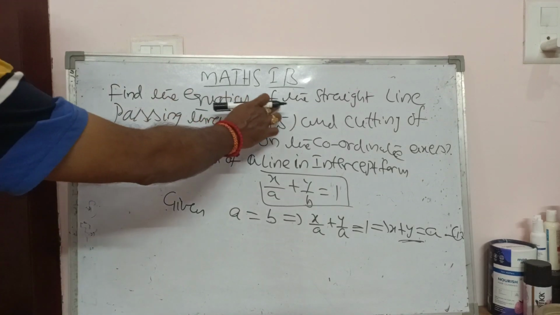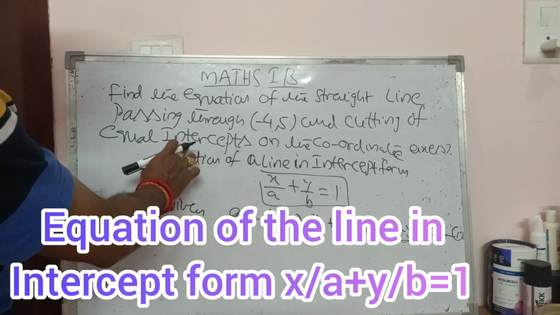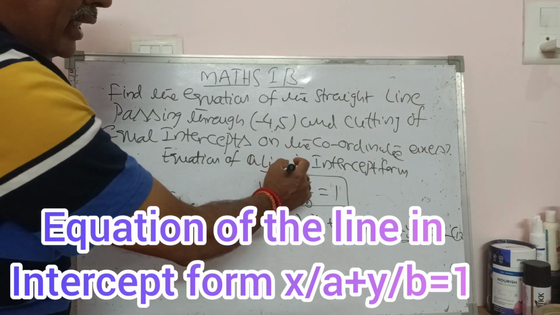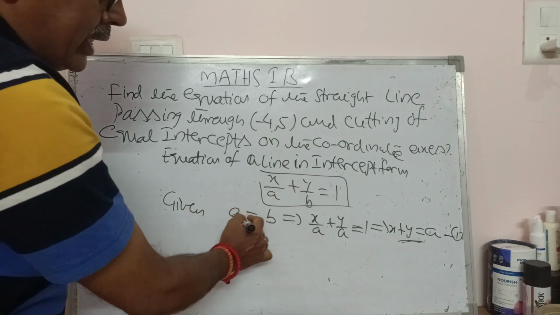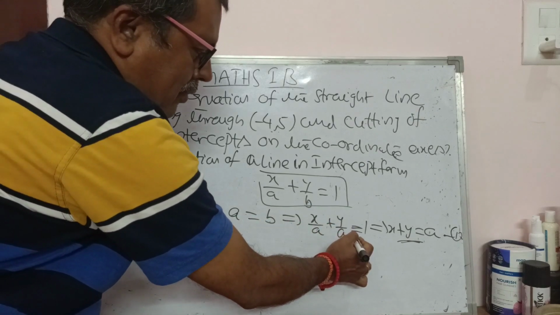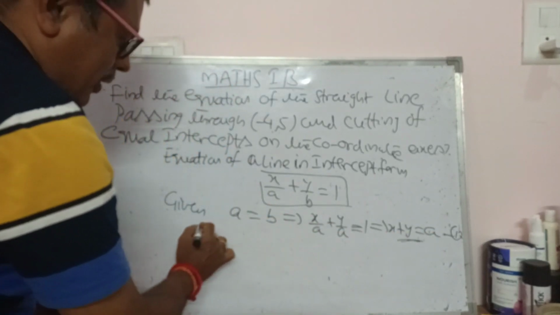Find the equation of the straight line passing through (minus 4, 5) and cutting off equal intercepts on the coordinate axes. What is the equation of a line in intercept form? x by a plus y by b is equal to 1. It is given that the intercepts are equal. That means a is equal to b. So x by a plus y by a is equal to 1, because b can be replaced by a. x plus y is equal to a.